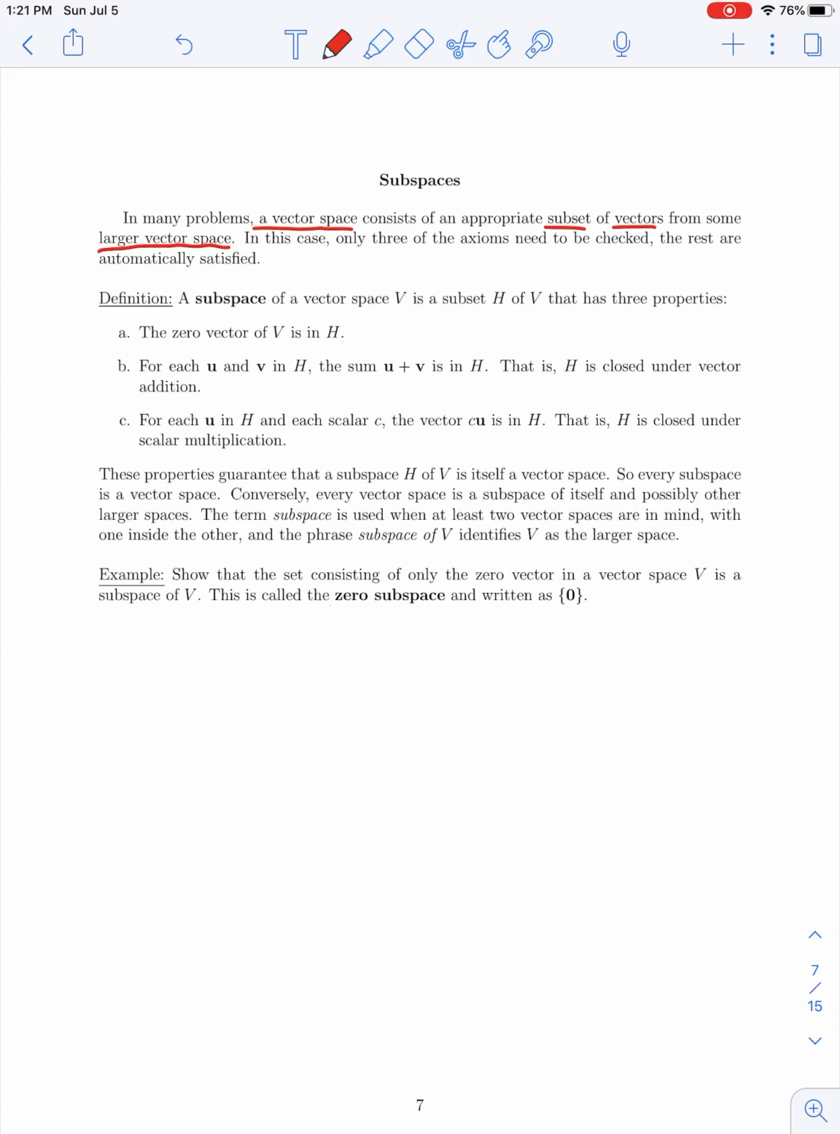So in this case, we only need to check 3 of the 10 axioms for a vector space to see whether this subset would itself be a vector space. And the rest, 7 of those 10 axioms, are automatically satisfied because we're taking a subset of something which is already considered a vector space. So what are the 3 axioms that we need to check to see whether a subset of a vector space is itself a vector space?